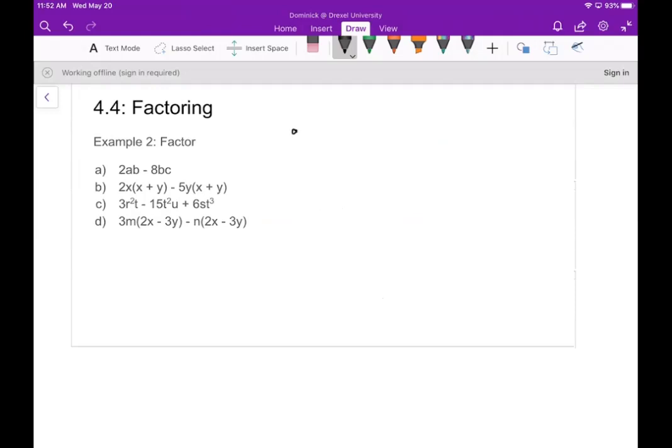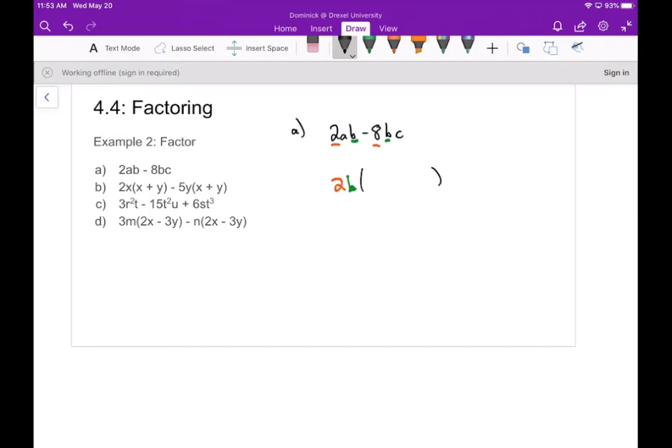So in part A, we have 2ab minus 8bc. Well, it looks like I have a 2 that can be taken out, and the only variable that appears in both is a b. So I can take a b out.